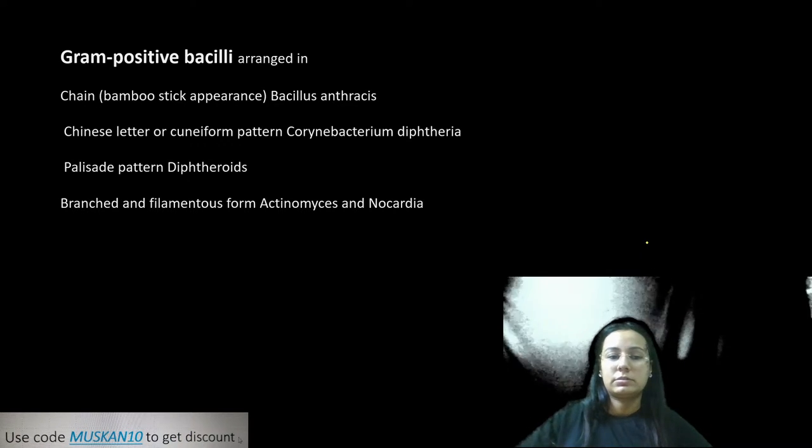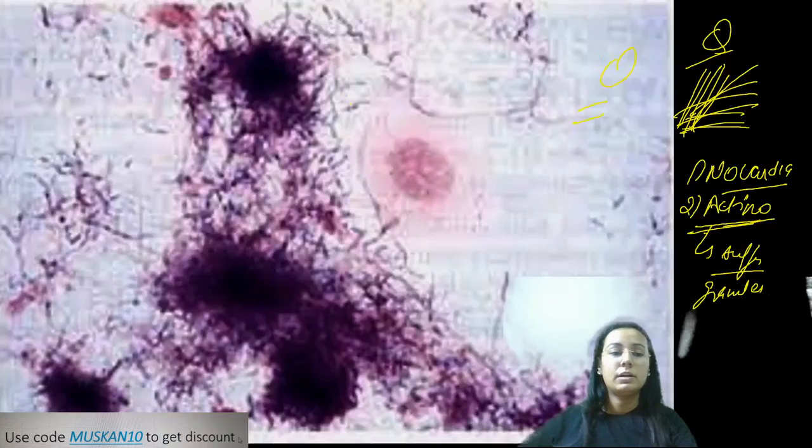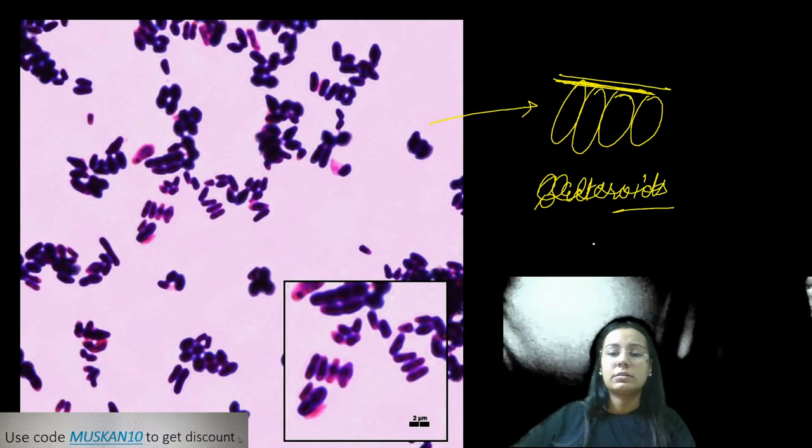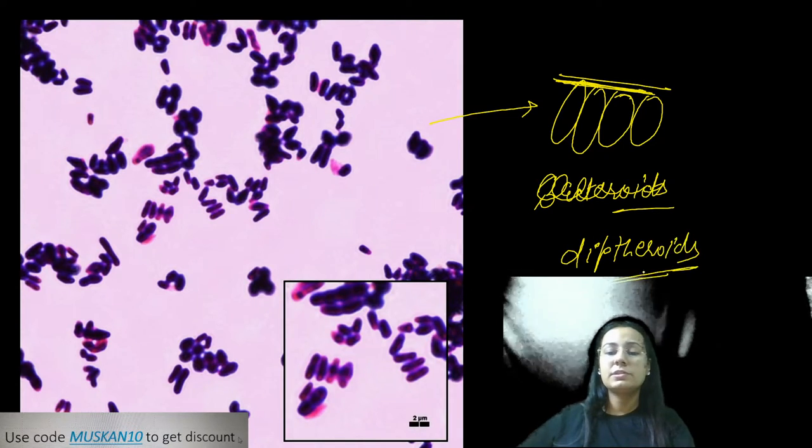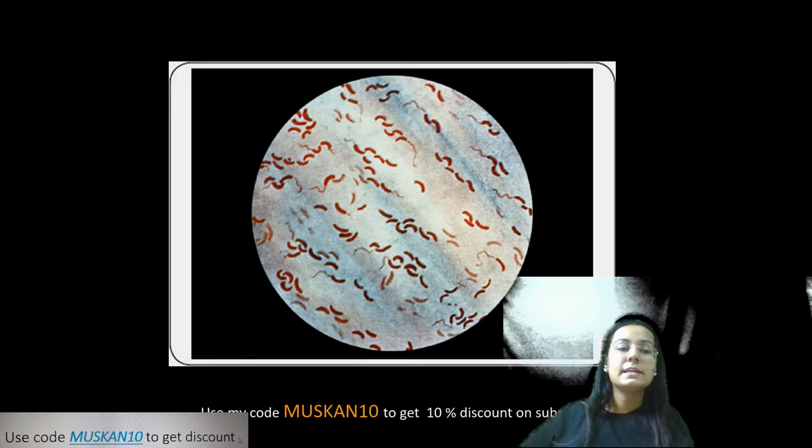Now one thing is that diphtheroids actually show the thumbprint impression. Diphtheroids will show the palisade pattern.